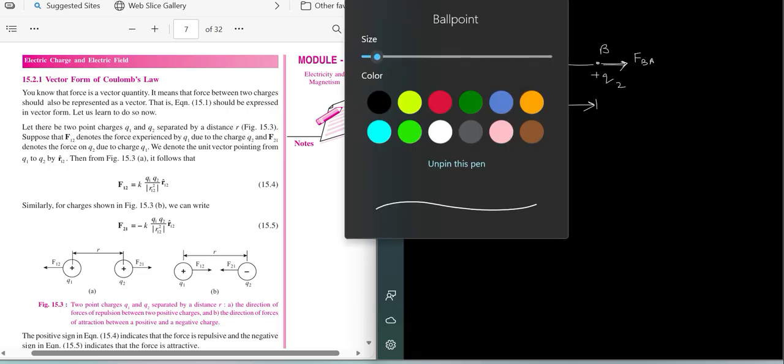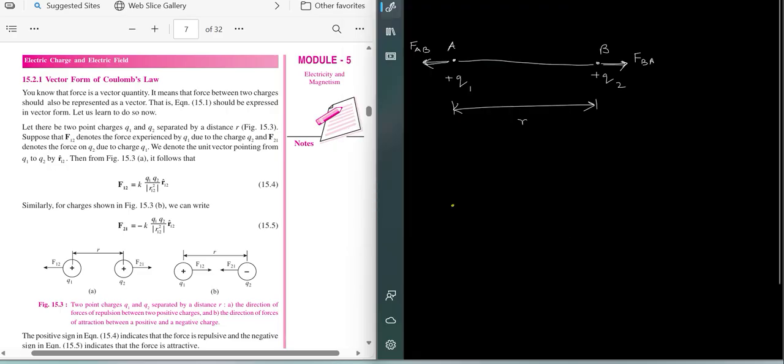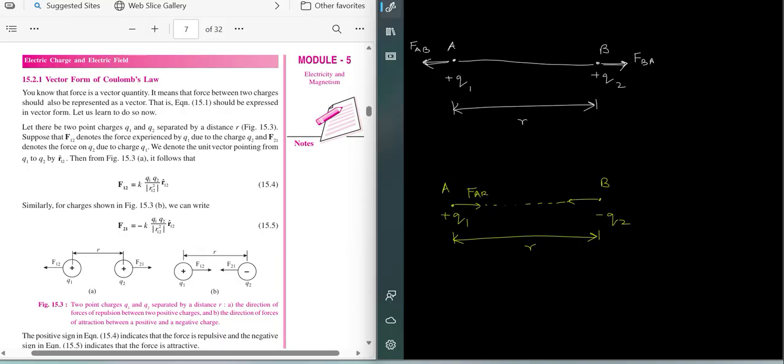Suppose we have two charges at the same points A and B, but instead of plus q1 and plus q2, let us say this is plus q1 and this is minus q2, and they are separated by the same distance r. The magnitude of the force will not change, but now the direction will be towards each other because it's an attractive force, but it will be along the line joining the two charges only. This will be F on A due to B, and this will be F on B due to A. And whenever we are representing vectors, we represent them through arrow marks, right? Here also.